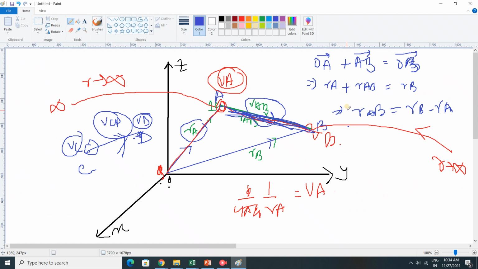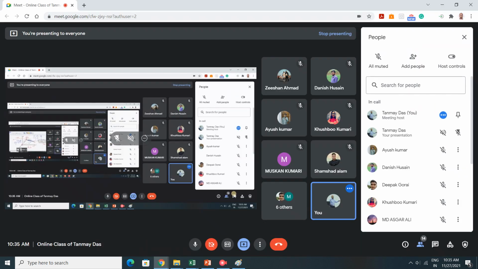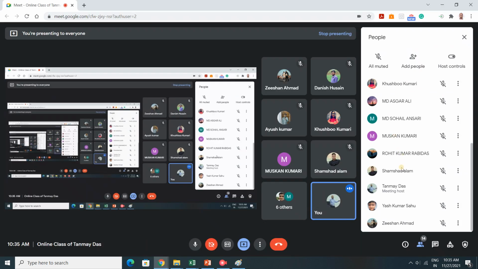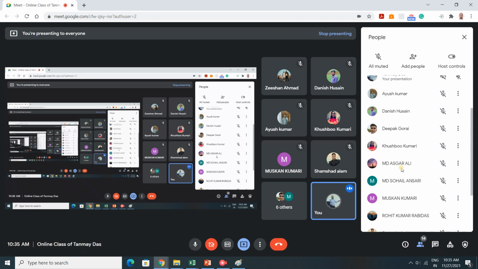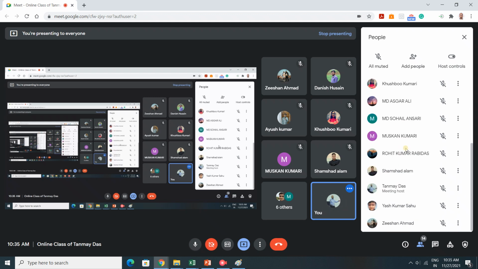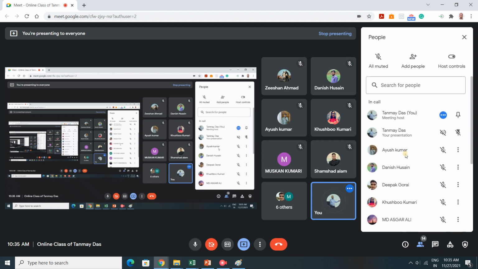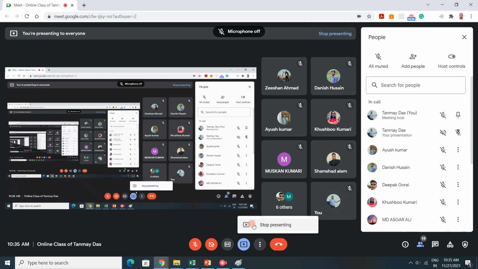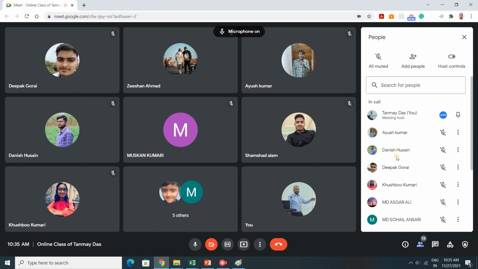So now have you understood this basic concept of potential and potential difference? Any questions? Yes, sir. Any questions from this part? Any questions? Danish, Deepak, or anyone else? Okay.